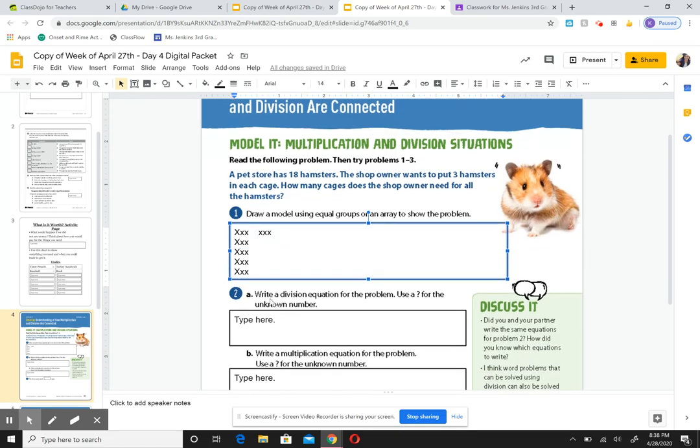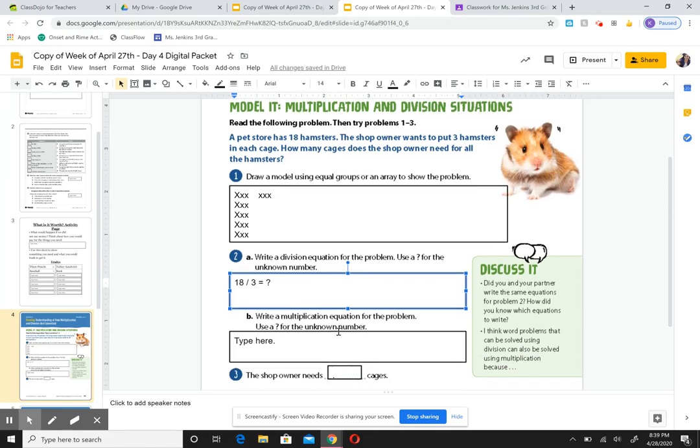Go down here. Write a division equation for the problem. Use a question mark for the unknown number. Okay, so we know that there's 18 hamsters, and we're putting 18 first because with division, we always use the biggest number first, just like subtraction. So 18, we're going to use a backslash for divided because we don't have a division button on our computers. So 18 divided by how many hamsters per cage? 3. Equals, we don't know. So let's find out.